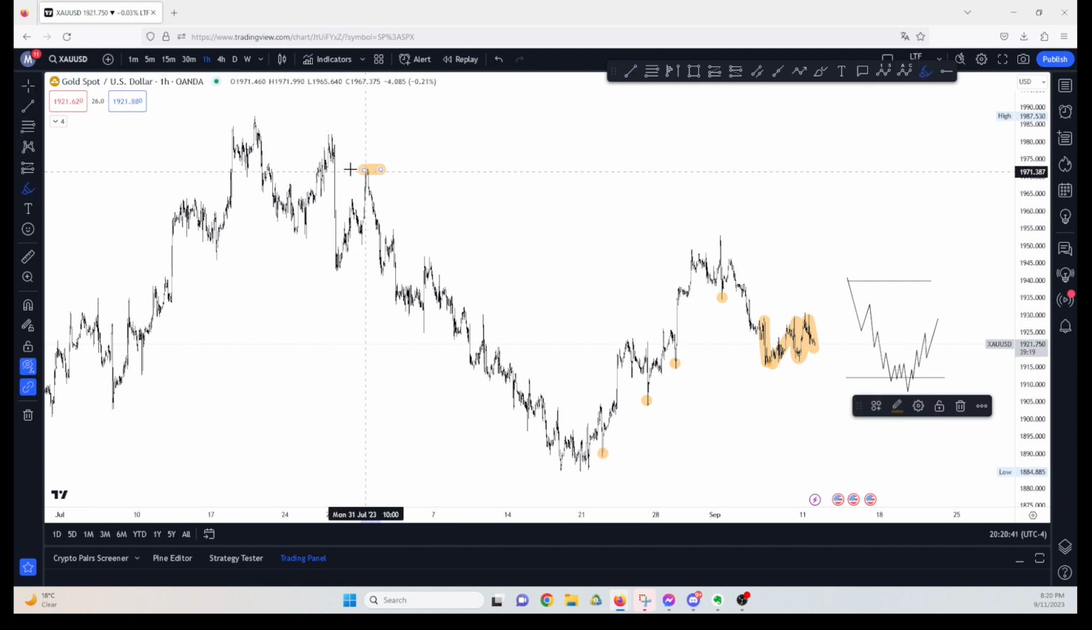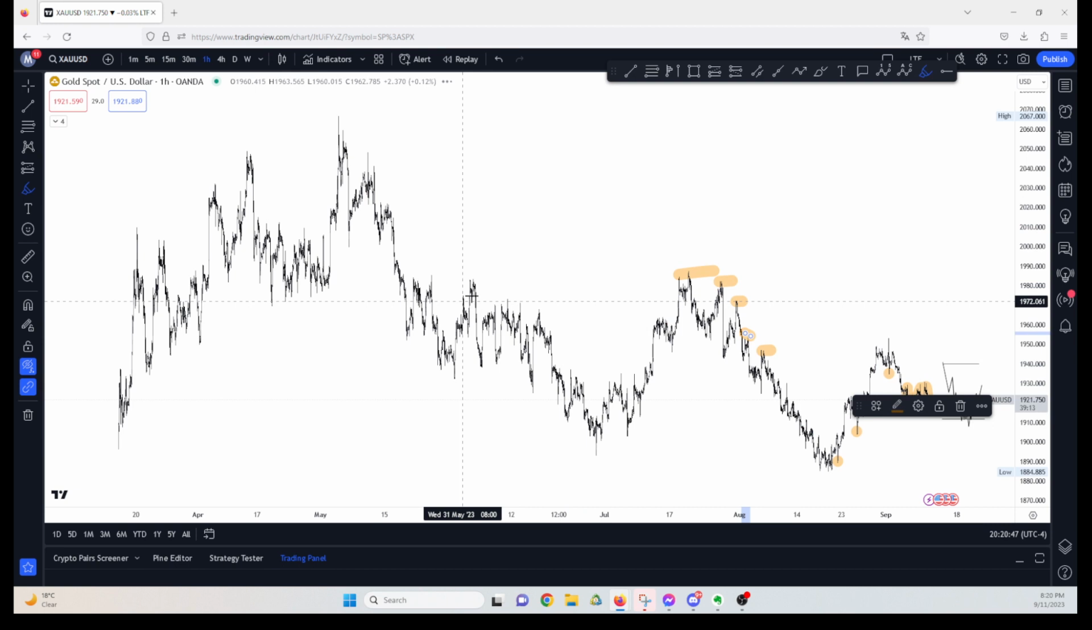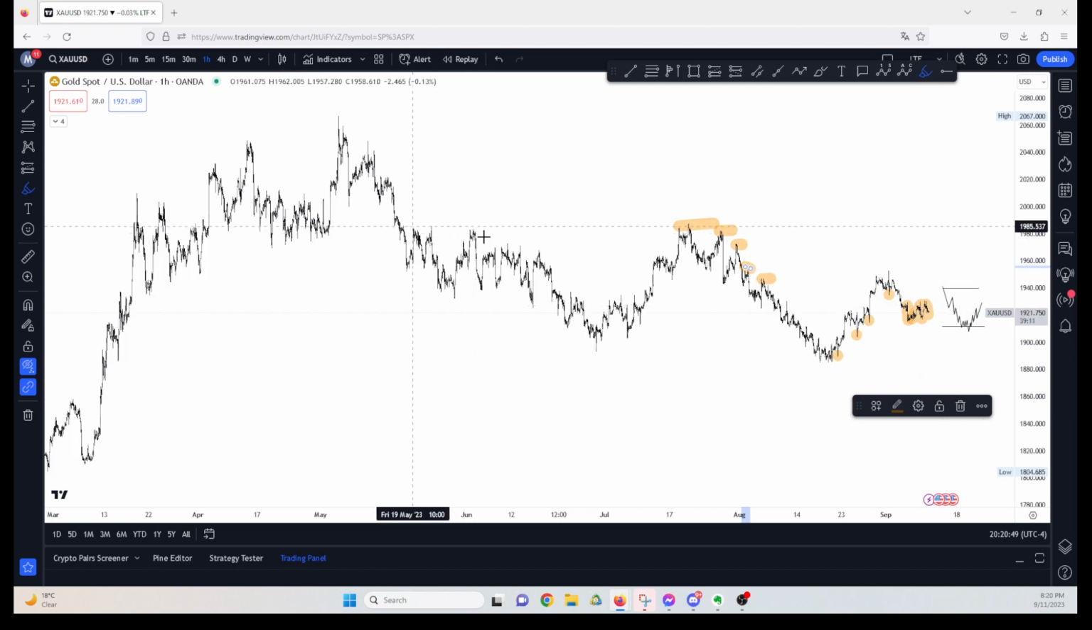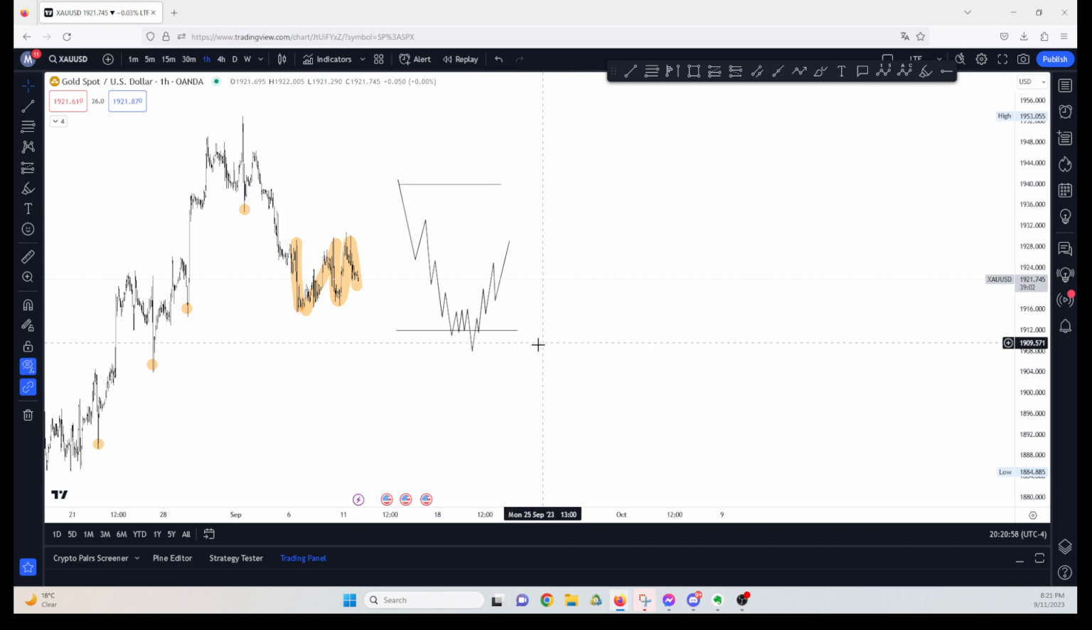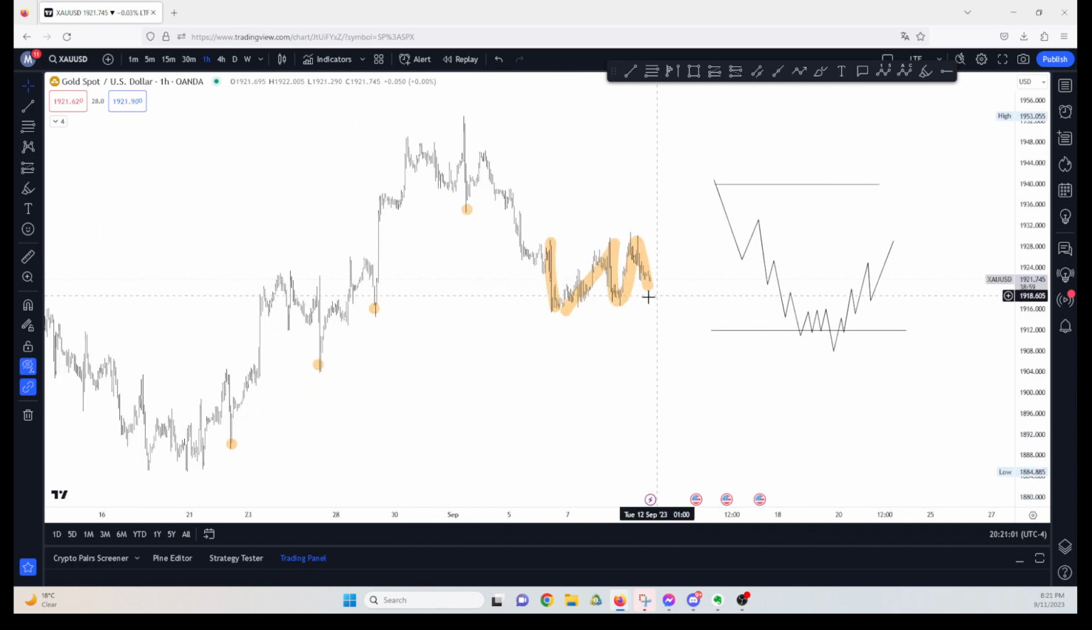You had people short here, you had people short here, you had people short here, here, here, etc. You can go all the way down. Here you had people short, here you had people short, basically. So there's a lot of liquidity right now. Now, how do we capitalize on that? How do we time the movement?